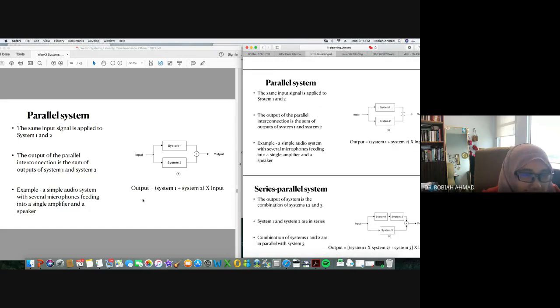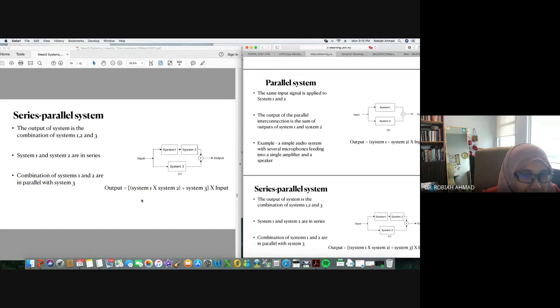What about the series-parallel? Okay, so first kita timeskan dulu, and then we plus system 3, all together times input. Ataupun if we go one by one, this one is X system 1 times system 2, X system 3, and then all together plus.